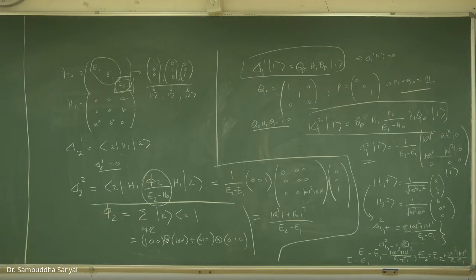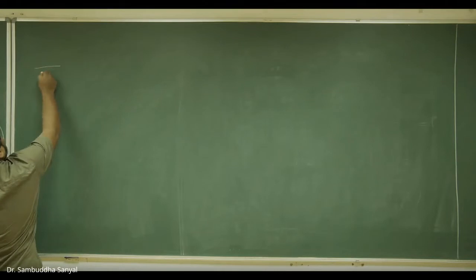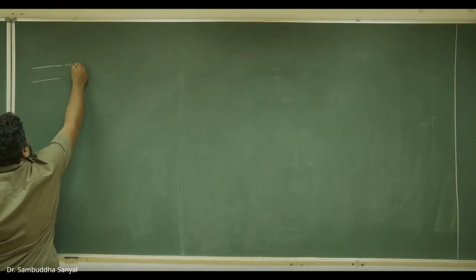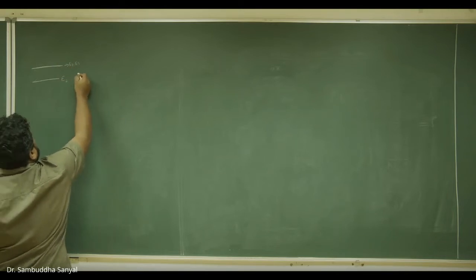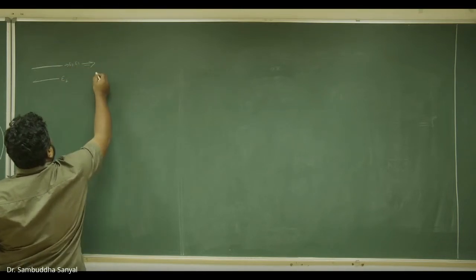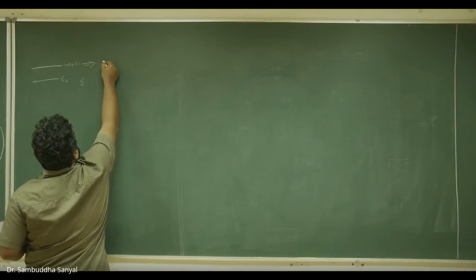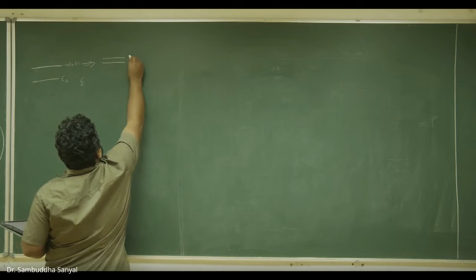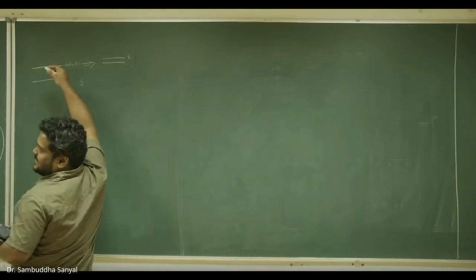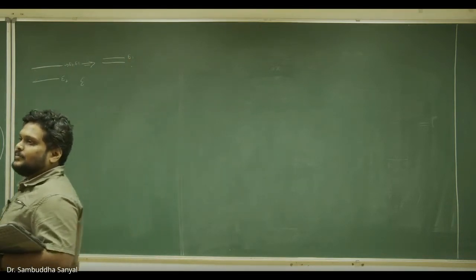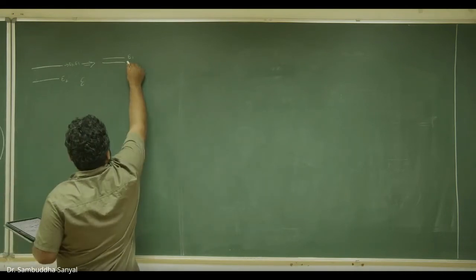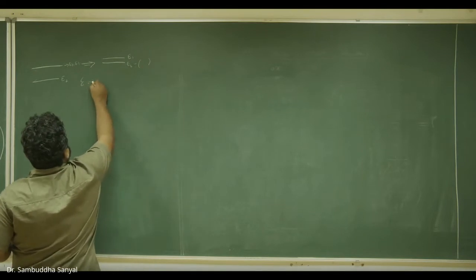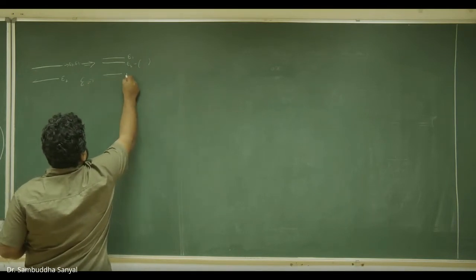I'll switch to this side of the board. So the original problem had two levels with the two-fold degeneracy E1, E1 and E2. And after you turned on the perturbation, it went to two levels. One remained at E1. I'm writing like this, assuming that E1 is greater, but it could be lower also. So you will get E1 minus some factor, and E2 went up by some factor.